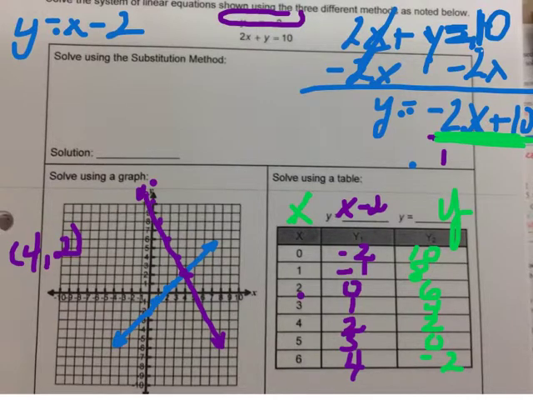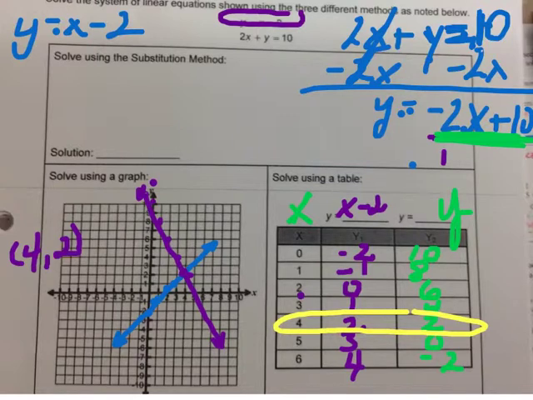So on that column, if you can't read that green because it is kind of bright, it's 10, 8, 6, 4, 2, 0, negative 2. When you're solving, when you're finding your solution, you're looking for the point that's on both lines. Can you see right here it is?